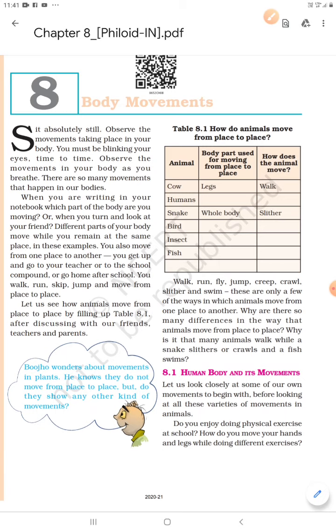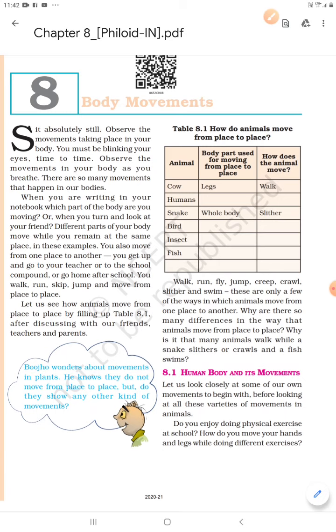So in this chapter we will discuss how to move from one place to another, and how movement happens in our body. We can observe movement in our body when we breathe. We also observe movement when we blink our eyes from time to time, and when we write in our copy, one part of our body is moving. When we turn and look at our friend, one part of the body is moving.